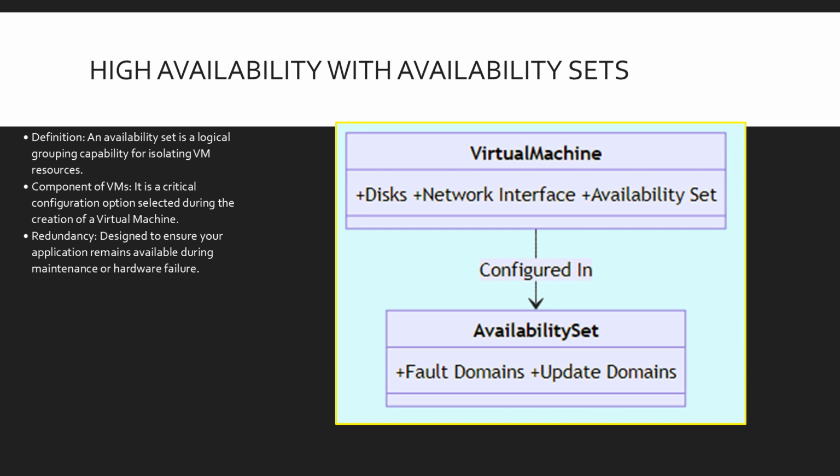This class diagram visualizes the relationship between a virtual machine and an availability set. As you can see, the virtual machine includes several components like disks and networking. The availability set is attached to the VM configuration. It contains internal logic for fault domains and update domains, which we will explore next. This relationship ensures that the VM is not just a standalone entity, but part of a broader, resilient strategy.